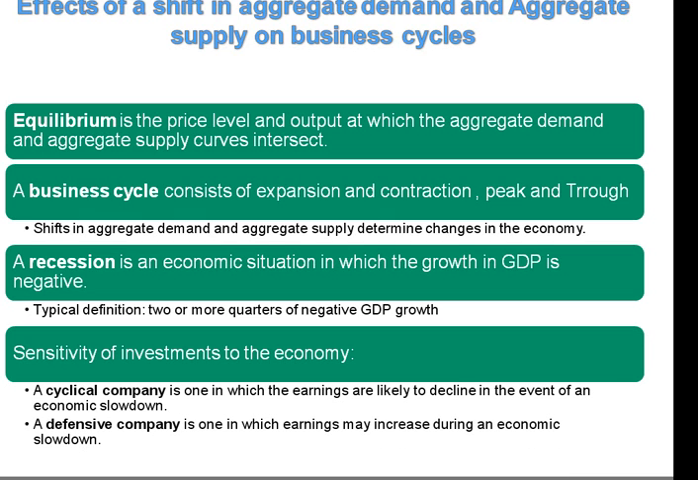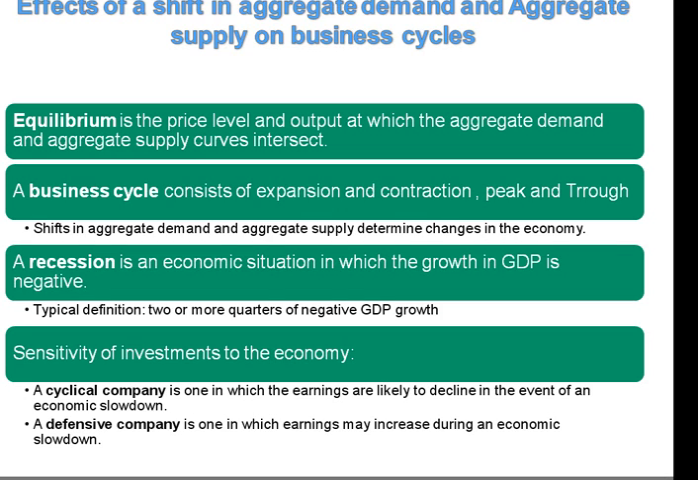The cyclical company is one in which the earnings are likely to decline in the event of an economic slowdown. If there is an economic slowdown, then the production and the growth of the company is negative. So that is called a cyclical company.